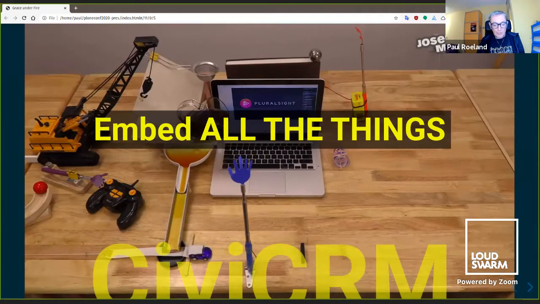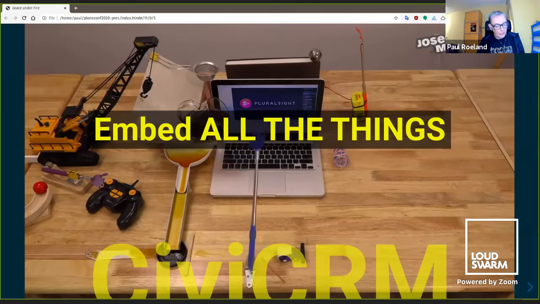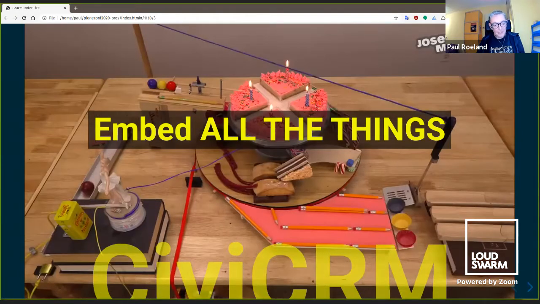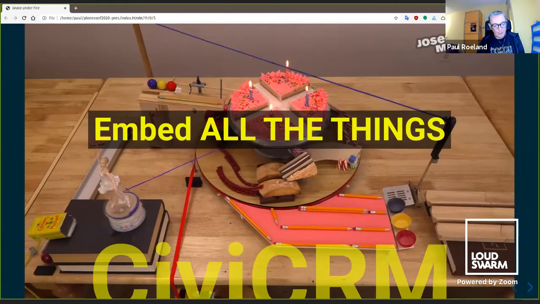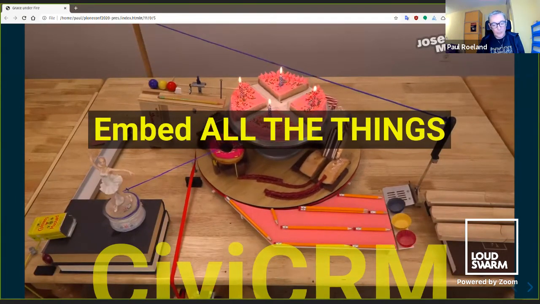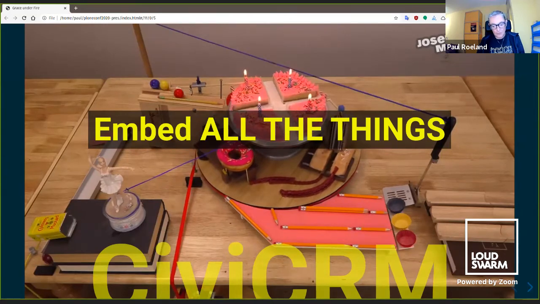We're using Civi CRM, which is a CRM system that keeps all our information about all of our friends, all of our enemies, all of our lobby targets, all of the parliamentarians, basically everybody that we interact with. That needs to be stored somewhere as well. So that is in Civi CRM, and that also needed connecting.